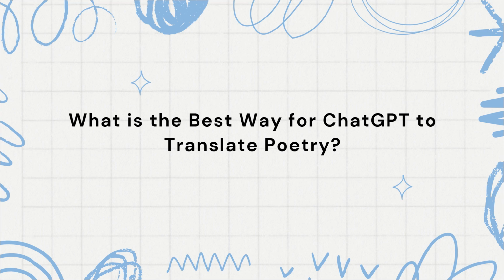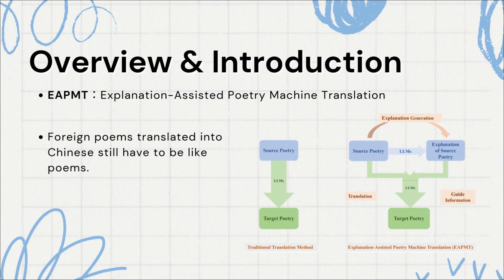Today, we are presenting the paper 2024.acl long.756, titled What is the best way for ChatGPT to translate poetry? In this paper, the authors primarily introduce the English to Chinese translation model EPMT based on GPT-4. On the left, we see the traditional translation model, while on the right is the new architecture proposed by the authors. It is clear that the input includes not only the source poems but also an additional explanation, which provides contextual and cultural background to enhance the translation process.